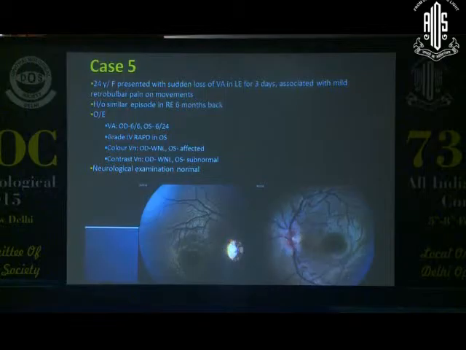So we have another case. She was a 24-year-old female with a sudden loss of vision in the left eye, with some retrobulbar pain on movements. She also had a similar episode in the right eye. On examination, her vision in the right eye was 6/6, in the left eye it was 6/24. There was RAPD in the left eye. Her color vision was affected in the left eye but was normal in the right eye. Same was with contrast. On examination, there was a mild, very minimal disc edema in the left eye, while the right eye showed mild temporal atrophy or pallor.